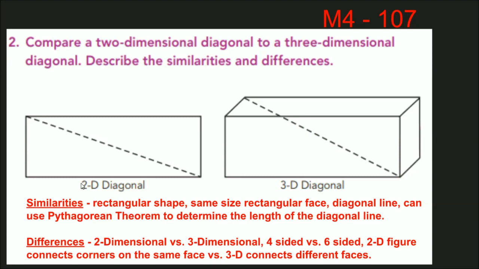Okay, now here are some differences. The main obvious difference is one is two-dimensional, meaning it's flat. One is three-dimensional. It has depth. It's going back. The shape on the left has four sides: a top, a right, a bottom, and a left. The shape on our right, the three-dimensional, is actually six-sided, or six faces.